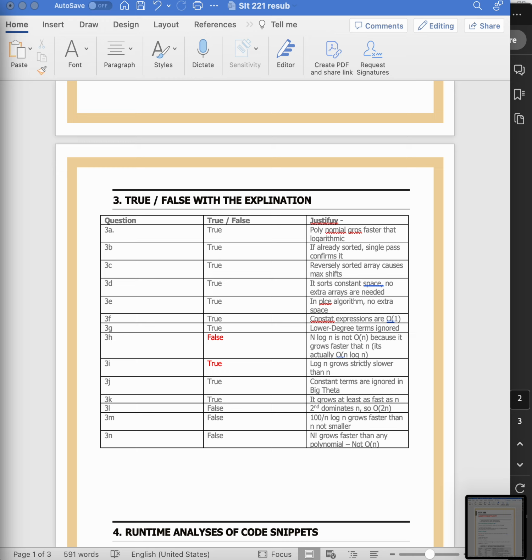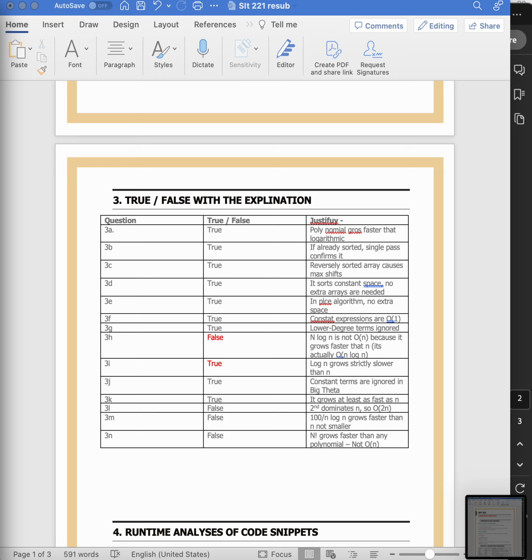Apparently one of these was wrong as well, so I could be saying something wrong, but I would love to know what I got wrong, because I think I had one more wrong. It might have been in 4 though. 3C, sorry, yes. I think that question was that a reversely sorted array causes a max shift in insertion sort, and I thought that was also true, because insertion sort has to move every item to the right every time.